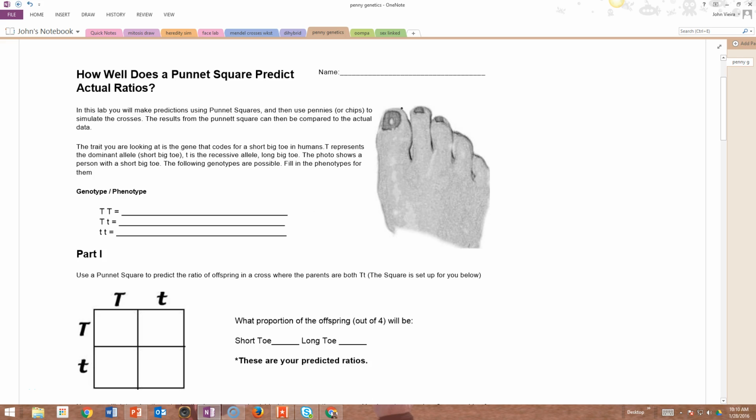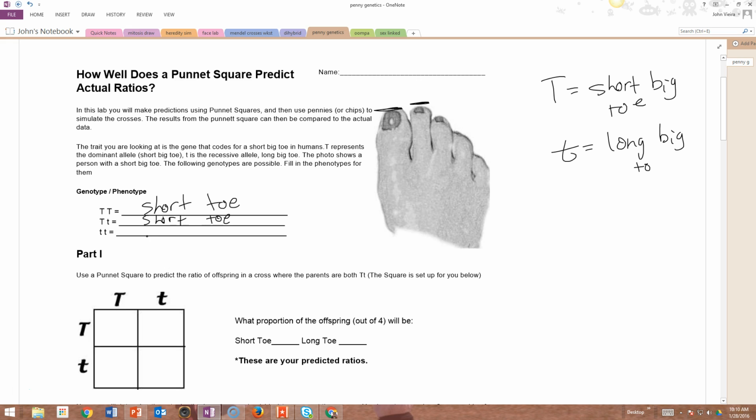The lab tells us that having a shorter big toe than the secondary toe is dominant. So we can say that this would be our short big toe allele, and then this is a long big toe allele. So we have our three genotypes. Homozygous dominant is going to give you a short toe phenotype, as well as the heterozygote. And the only way to have a longer big toe than the secondary toe is to be homozygous recessive.